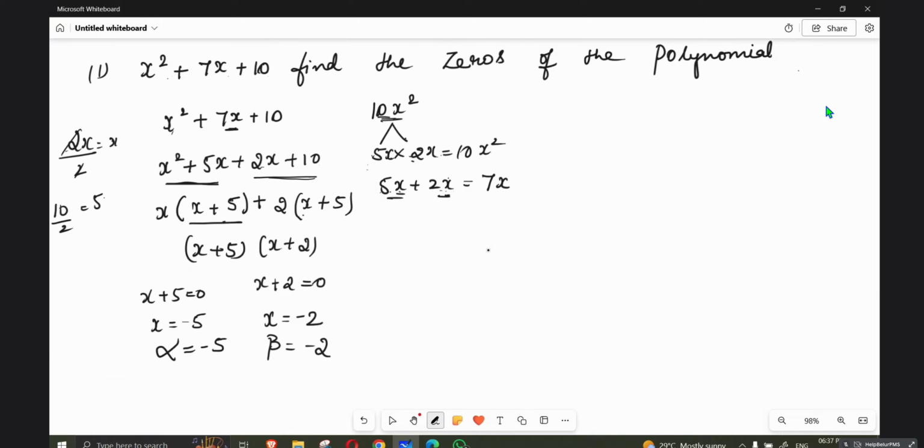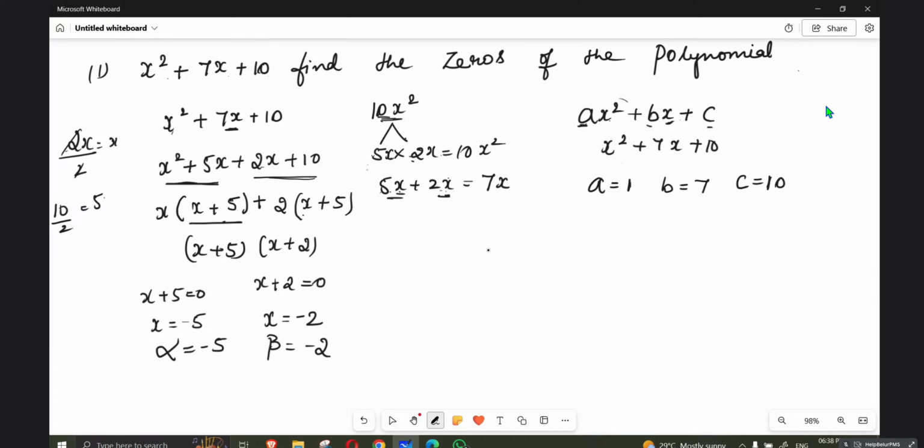Here, this is a quadratic equation, right? When you write that in standard form, you call it ax² + bx + c. When you compare with the equation here, what is a? a is the coefficient of x², b is the coefficient of x, and c is the constant. So when you compare, a = 1, b = 7, and c = 10.